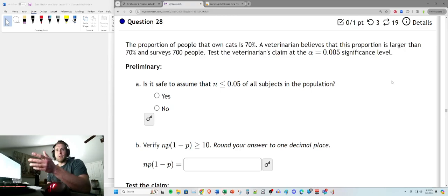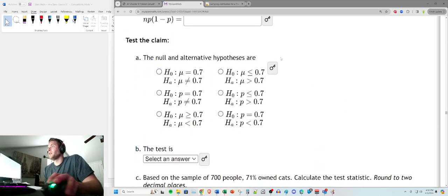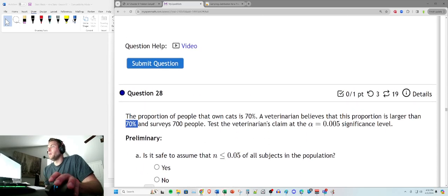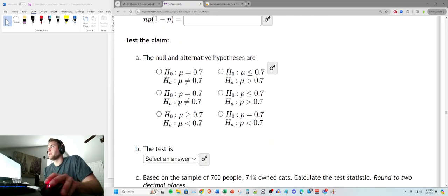So you can see here the problem's giving us our significance level. He thinks it's larger than 70%. So we go down here and we have to make sure we pick the correct one. Well, first off, we don't see the word mean anywhere. We see percentage. We know it should be proportion. So it's not going to be either of these two here. It can't be means. Next, it also can't be this one.